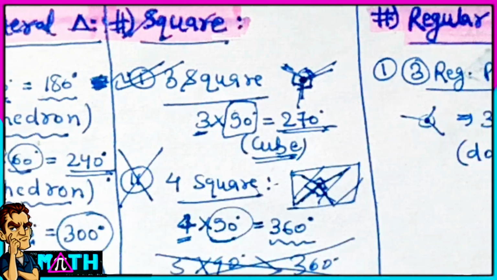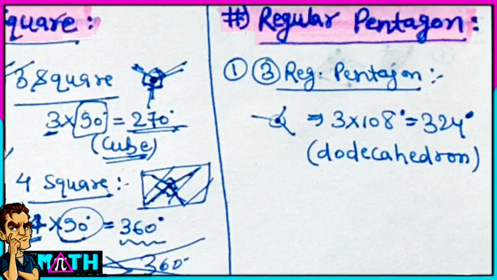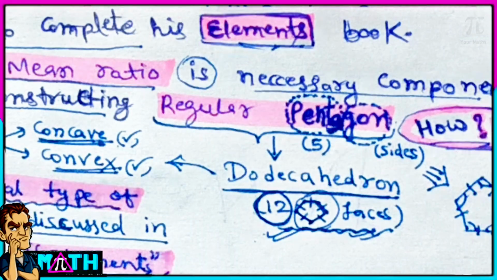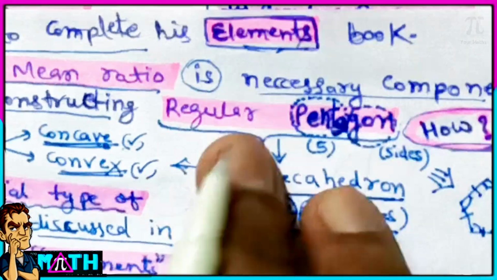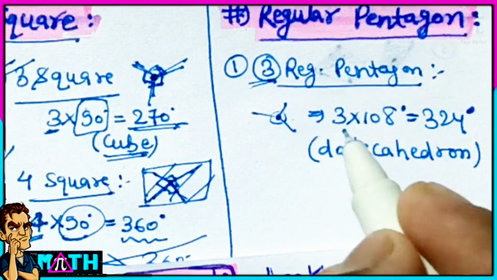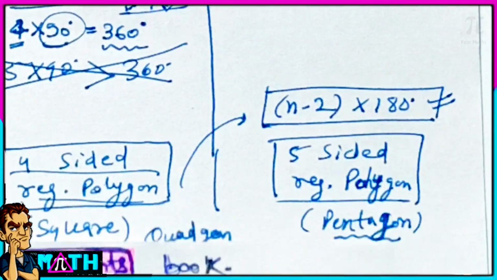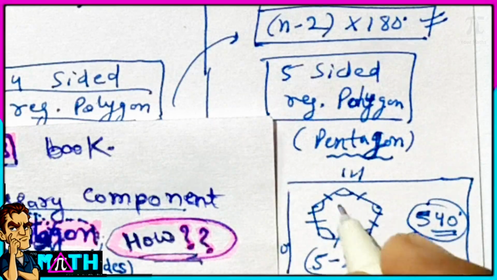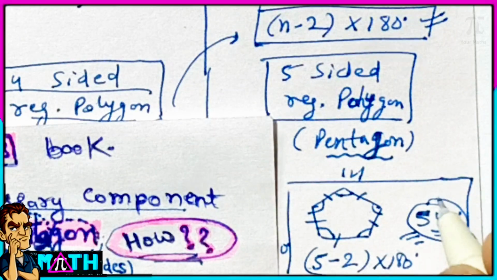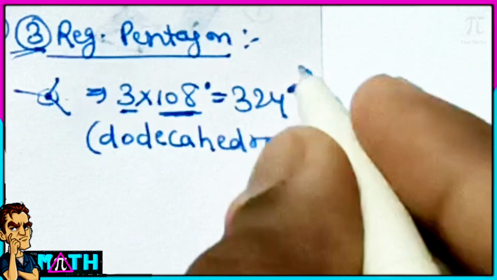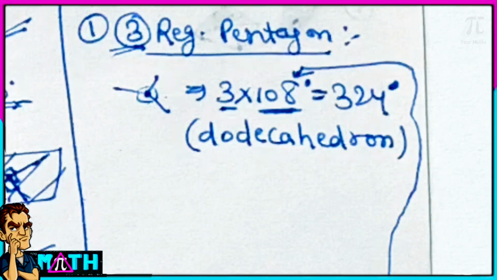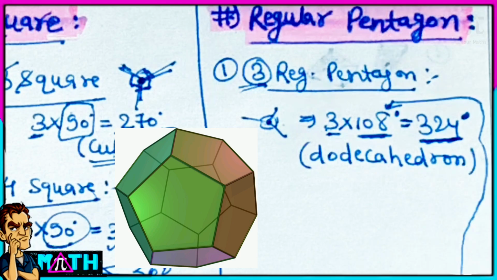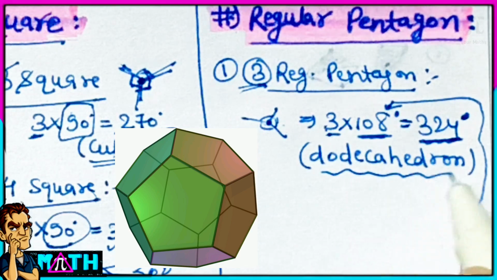Now let's move to the third one, where we have the five-sided regular polygon. In this, the first possibility is having three regular pentagons connected at the vertex. So it is 3 into 108 degrees. And why 108? Here you can see that the total internal angle sum is 540 degrees divided into 5 equal parts. So when you divide it by 5, it will be 108 degrees. And 3 into 108 degrees is 324 degrees. That is the dodecahedron, which is also possible and can be a Platonic solid.